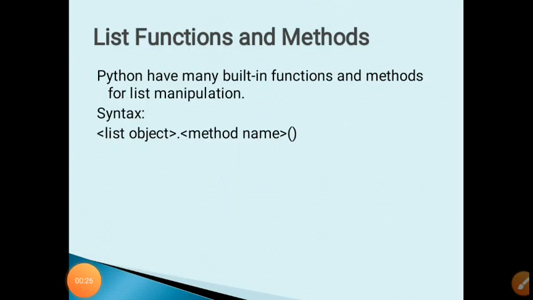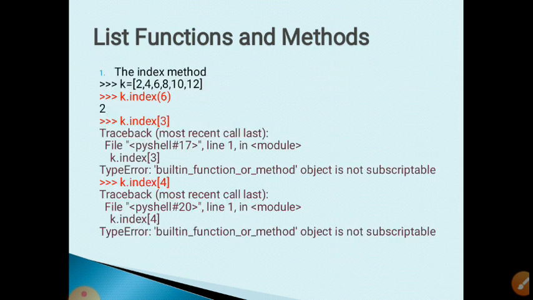First, list functions and methods. First we need to know what a list is and what a function is. Python provides some built-in functions and methods for list manipulation. They are basically used to make changes, delete, update or add elements in our list. Now look at the syntax of the functions: first the list object, then dot, then the method name, then round brackets.